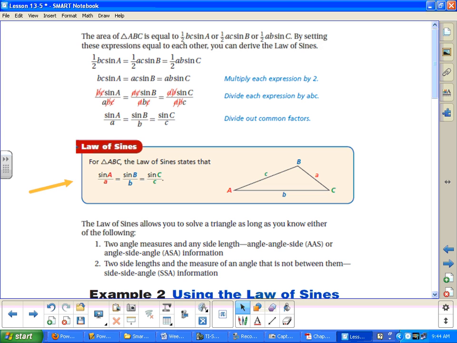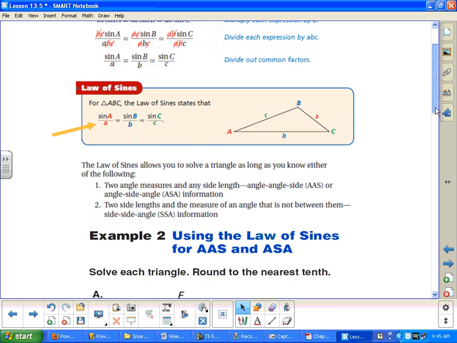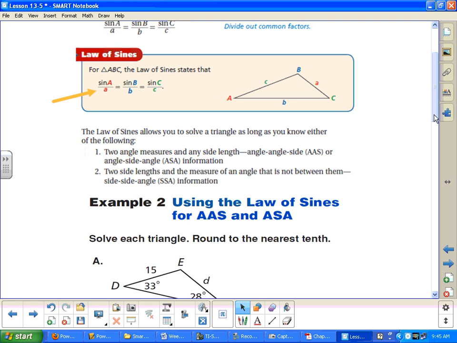But this says that if I have the sine of angle A over side A, and remember those things are across from each other, right? Angles are always capital letters, side lengths are always lowercase. Then that's equal to the ratio of the sine of angle B over side B, and it's equal to the ratio of the sine of angle C over side C. So if we need to find other parts of a triangle, given the particular information here, we can find the missing parts.